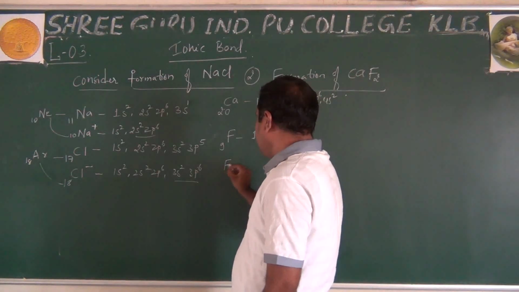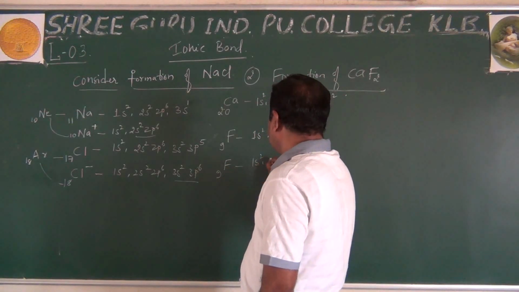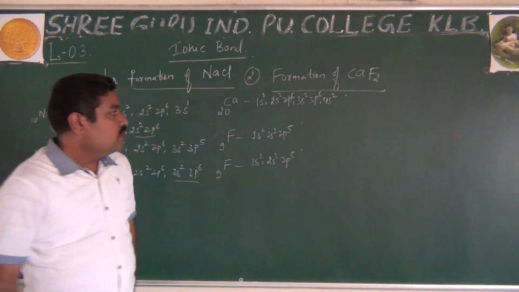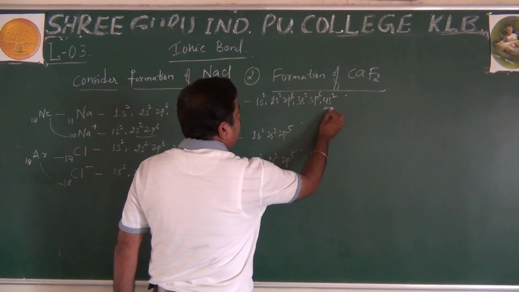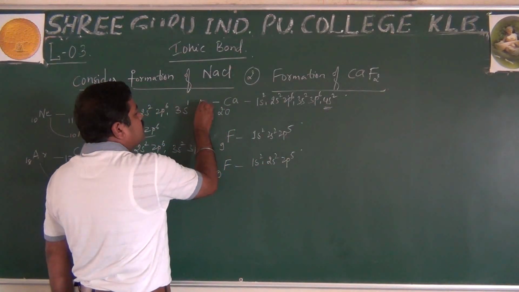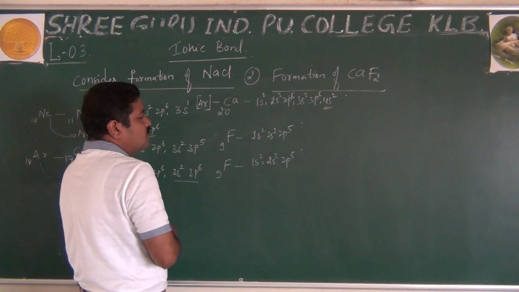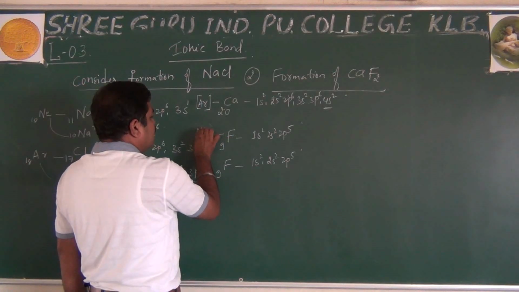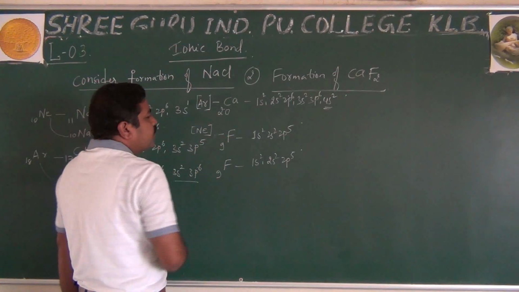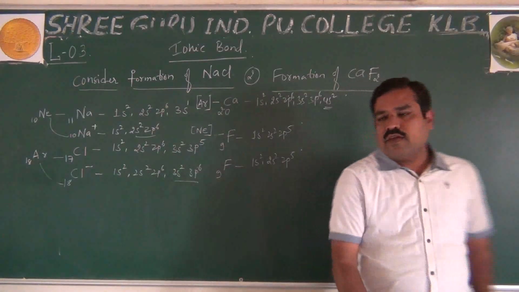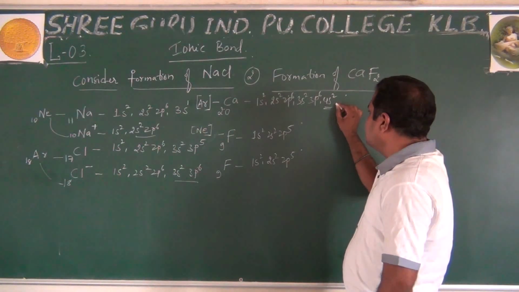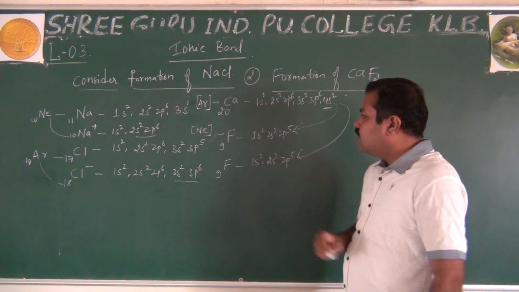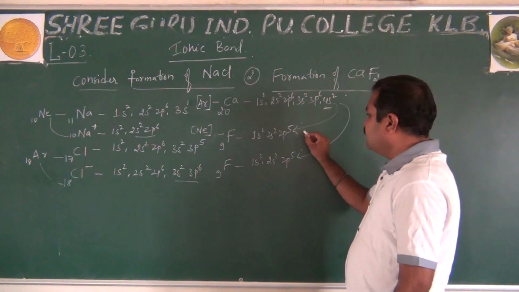Like this, how many fluorine atoms are there? 2. So 1s2, 2s2, 2p5. Now see here. If calcium loses 2 electrons, it will acquire the nearest noble gas configuration of what? Argon. And if fluorine gains 1 electron, it will acquire the nearest noble gas configuration of neon. So these 4s2 valence shell electrons will transfer to these, and after gaining, what will this be?